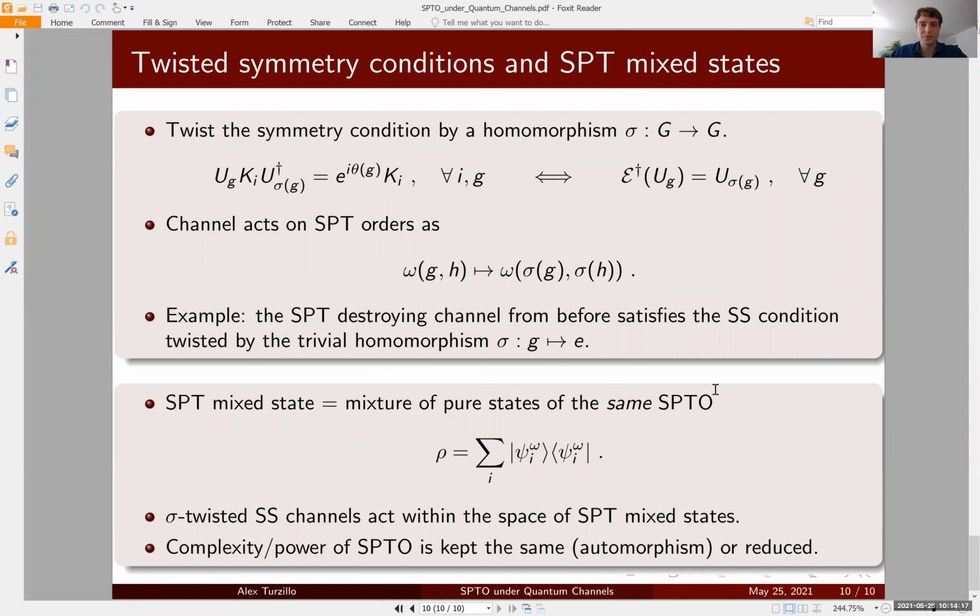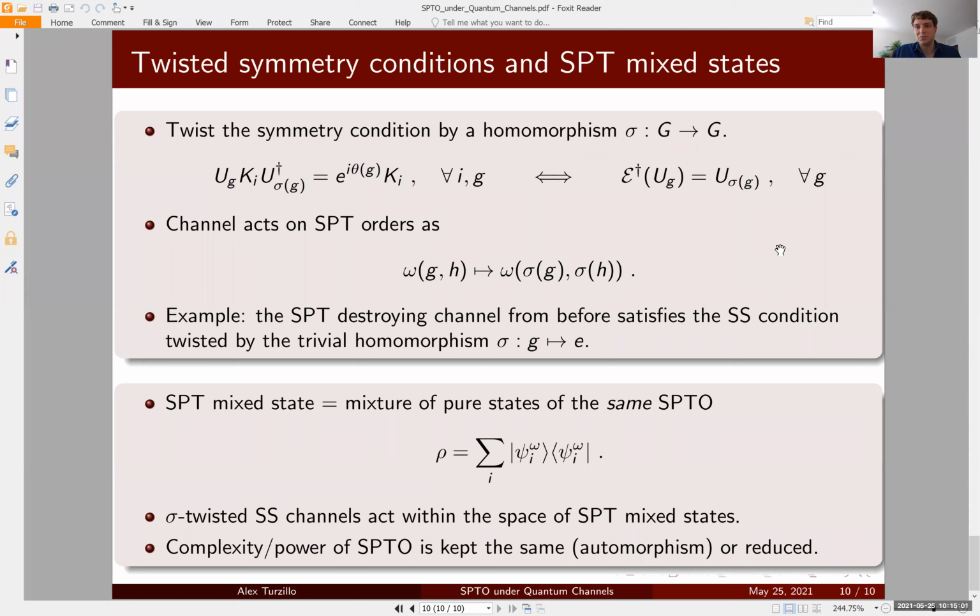And I'll just close with a small generalization of the strong symmetry condition. Instead of saying that the Kraus operator commutes with the symmetry, we can say when you pull the symmetry through the Kraus operator, it gets acted on by a homomorphism from the group to itself. This has the effect of permuting the SPT phases. And we've seen an example of this already. The channel that destroyed all of the SPT states from before was actually a strongly symmetric channel twisted by the homomorphism that maps every group element to the identity. So it was mapping every SPT phase to the trivial SPT phase.